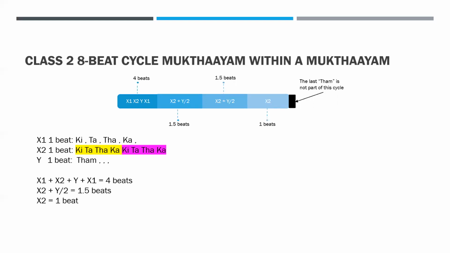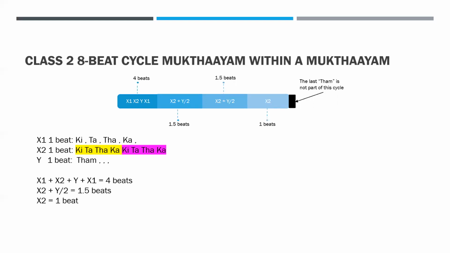Now you also add one, the first x1 again repeats. That's why it makes it 4 beats. So now you have another 4 beats to complete the cycle, yeah? That 4 beats you are splitting into 1.5 beats, 1.5 beats, and 1 beat. Singular, 1 beat, okay? And how do we make it 1.5 beats?